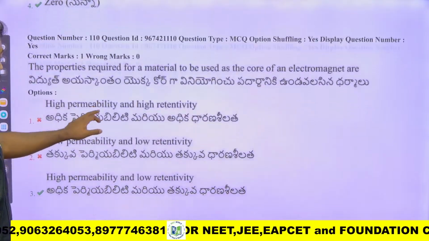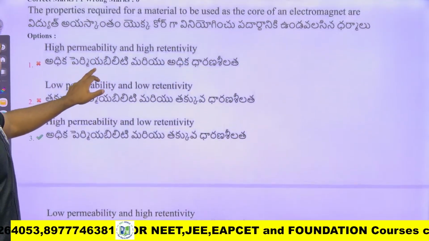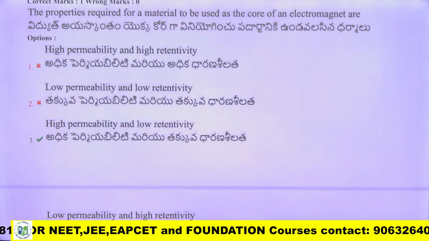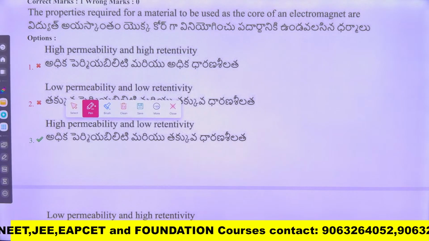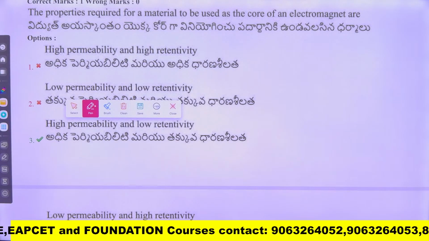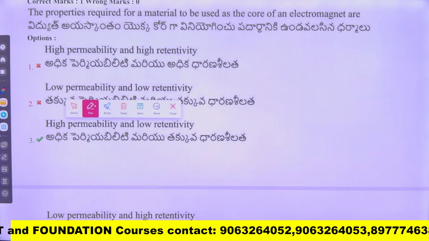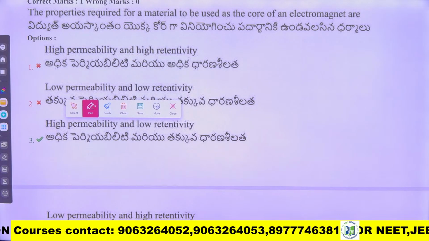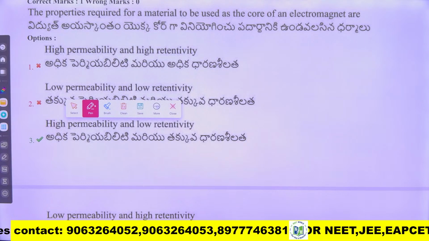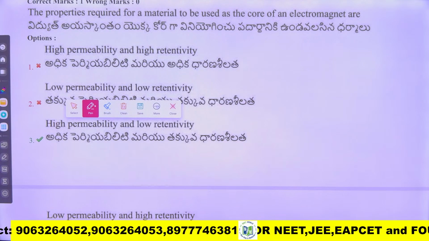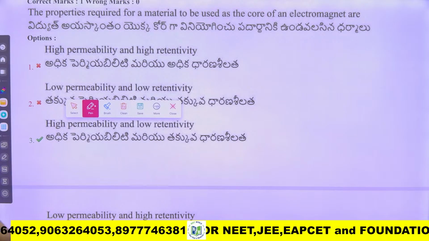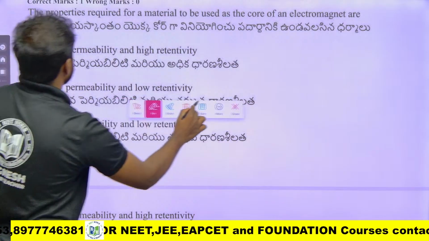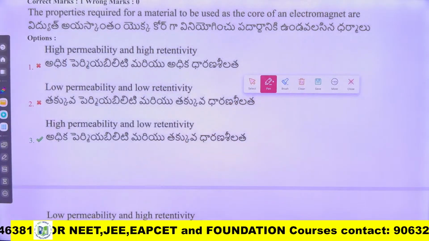Next question. Read the question: the properties required for a material to be used as the core of an electromagnet are. The given options are high permeability and high retentivity, low permeability and low retentivity, then high and then low, then low and then high. The first option is both are high.